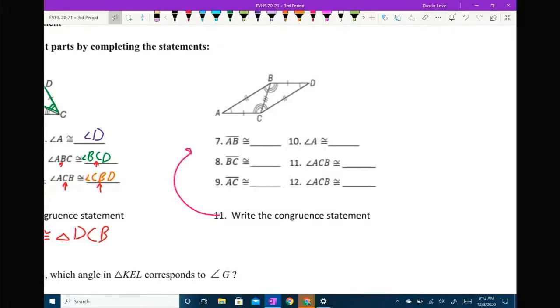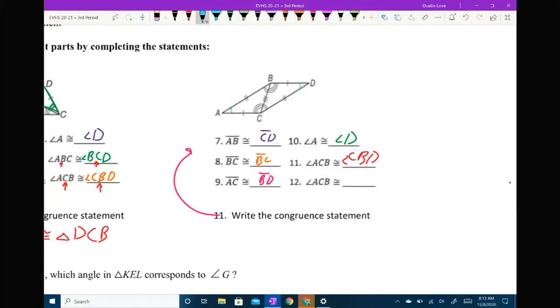Very, very similar here. AB has got 2 marks. My 2 marks over here is CD. BC, the 3 mark side, is going to be congruent to itself. And then AC with 1 mark is congruent to BD with 1 mark. Okay, angle A over here on the side is 1 mark. So does angle D. Angle ACB is my 3 arc angle. So my 3 arc angle over here is angle CBD. And it's getting cluttered. I'm going to erase those again.